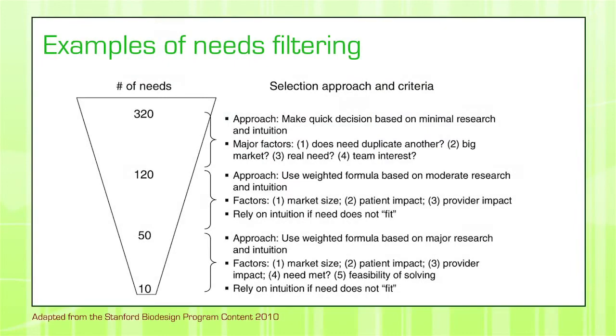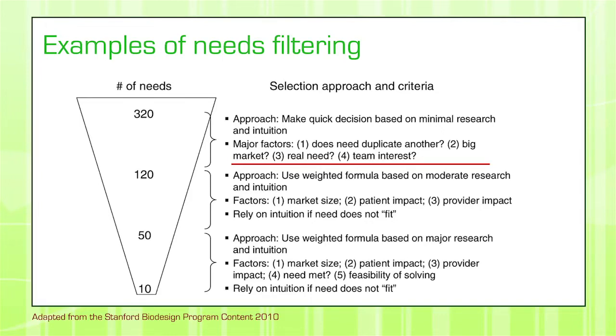Okay, so when you have more than 100 needs, you first have to make a quick decision analysis on the minimal research that you have already gathered on those hundreds or thousands of needs. Critical questions to evaluate in this first filtering are: are there duplicate needs, which happens a lot? How big is the market, from a very easy 5-minute search on the web? Is this a real need?